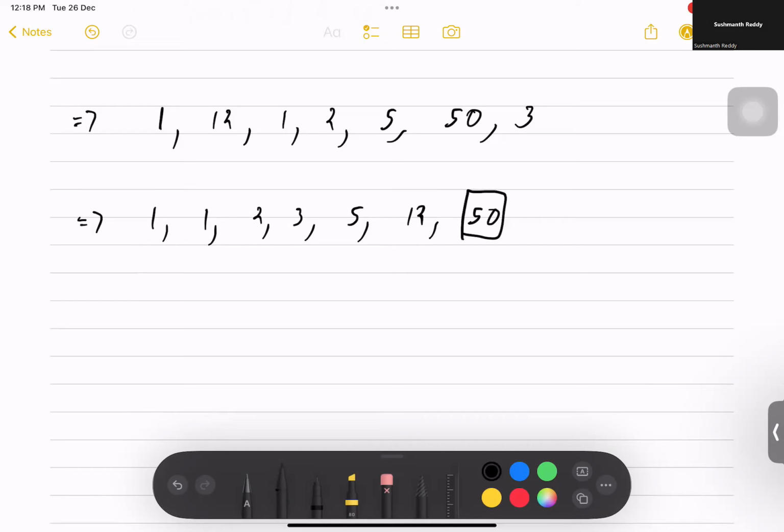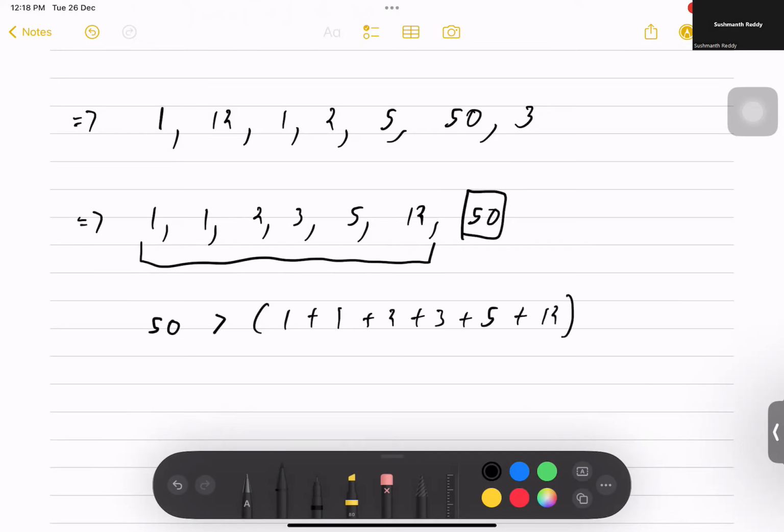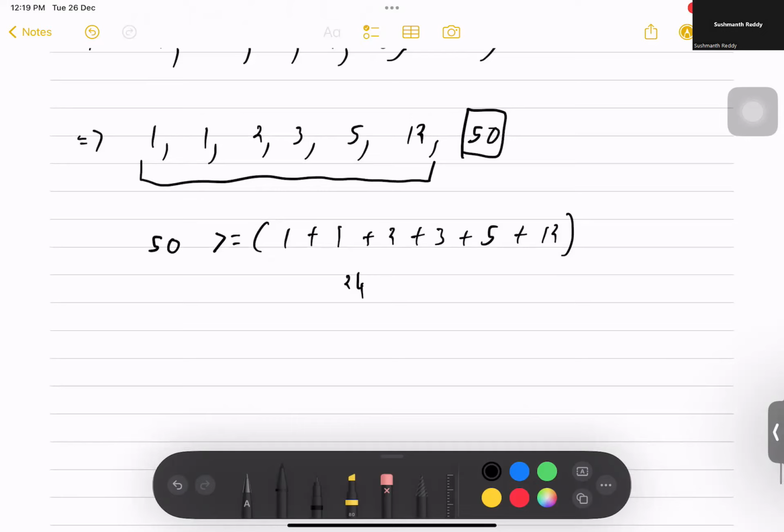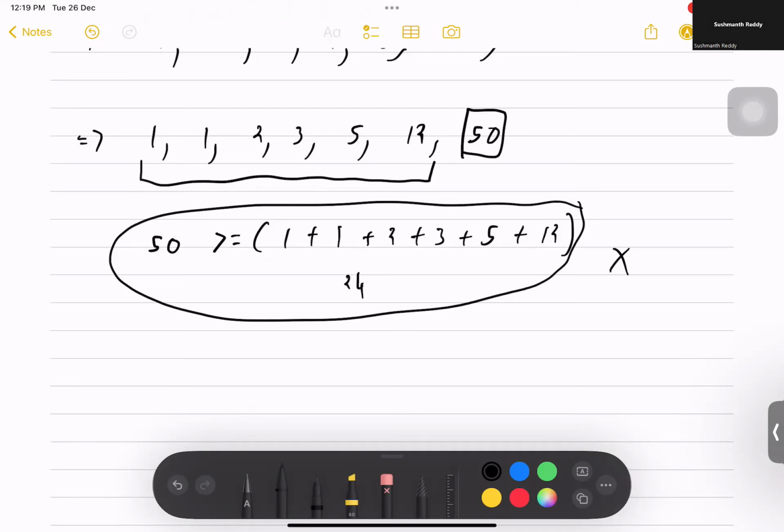If I fix 50 as my largest line segment, then we just saw greedily that it is always better to include all the smaller elements. Then the probability of the given polygon condition to hold will be more. So let's see if 50 satisfies. 50 is greater than 1 plus 1 plus... If we sum up all these sides, we get 4, 7, 12, 24. This is 24, whereas 50 is greater than or equal to 24, right? That means these set of line segments can't form a polygon.